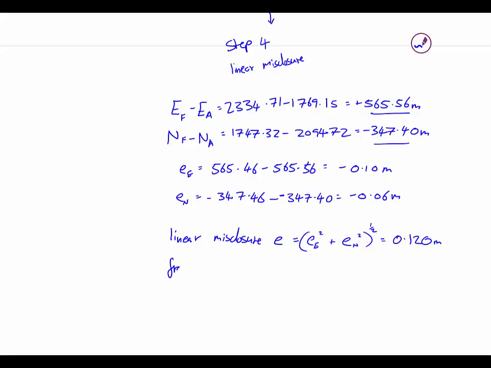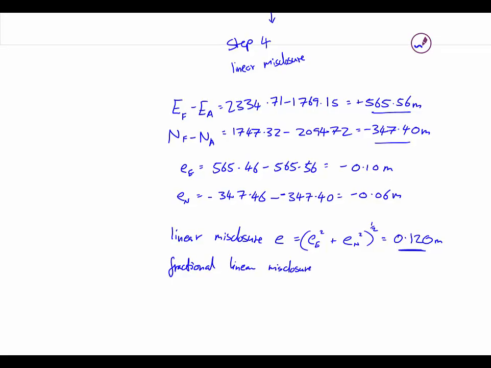We also often express this as a fractional linear misclosure because it gives us an indication of the accuracy of the survey. This is an absolute value. It doesn't give us any sense of how wrong we've gone over the total length of the survey. So the reason we do the fractional linear misclosure is to give us a benchmark of how accurate we've been. Fractional linear misclosure, we divide that misclosure by the total length of the traverse. So we sum up all of those incremental distances that were measured.